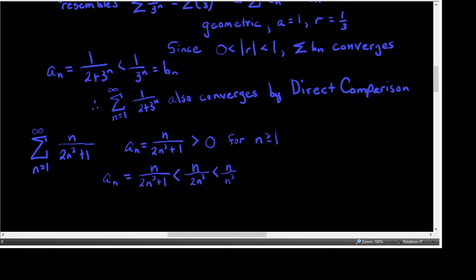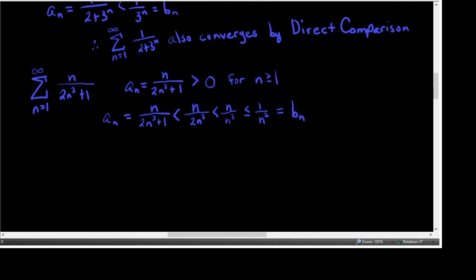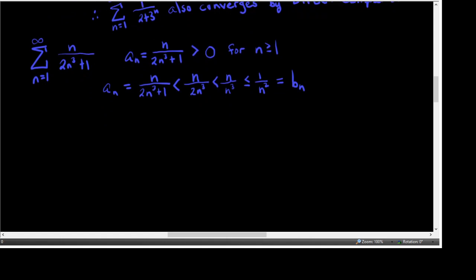And that is less than or equal to 1 over n squared. That's just simplification. So that is what I'm going to compare to. That's going to be my b sub n. So this time I needed to figure out what b sub n was, so it took me a little bit of effort to get there. So now let's look at sigma of b sub n.